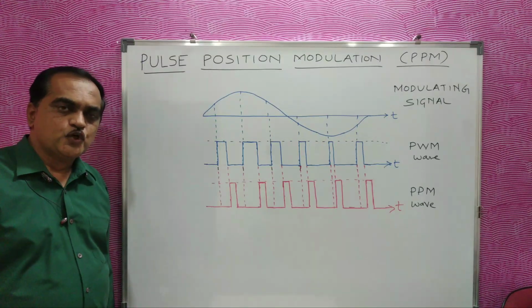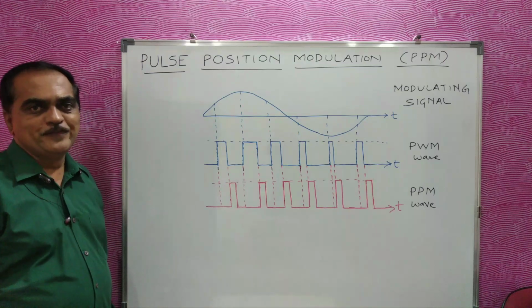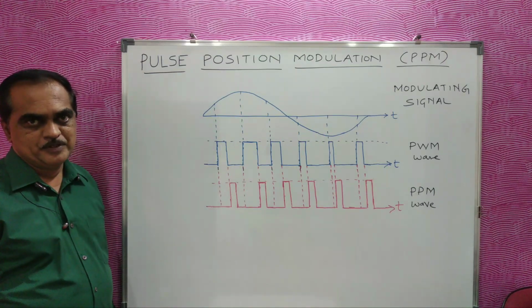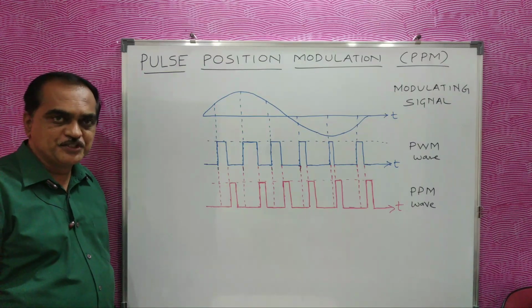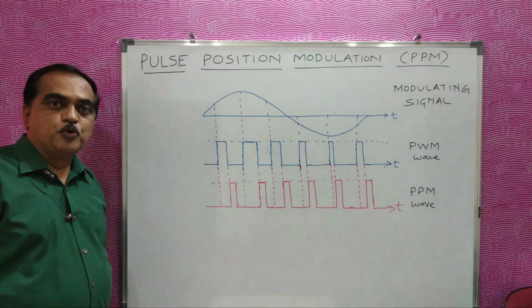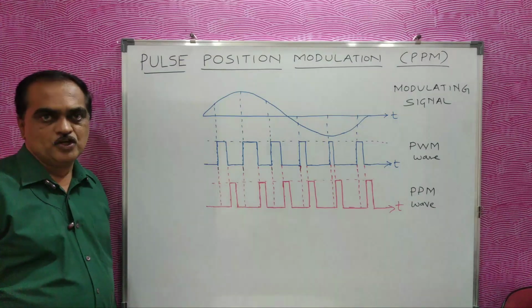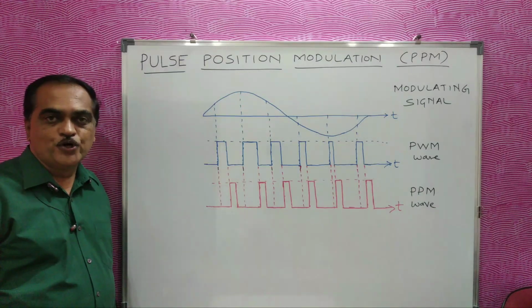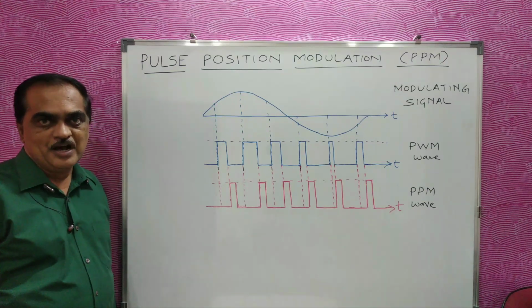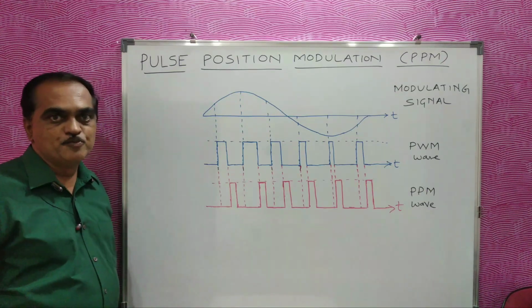Dear students, today we'll see what we mean by pulse position modulation, that is PPM. According to the definition, in pulse position modulation, the position of the pulses should vary according to the instantaneous value of the modulating signal. That is what we have shown in these waveforms also.